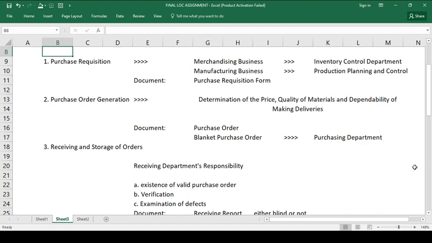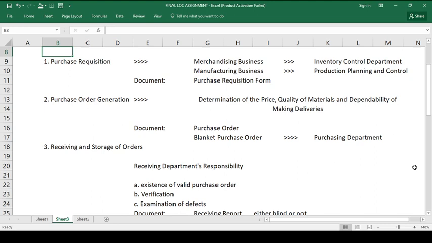And in a purchase order, we also provide the credit terms that we ask from suppliers. We also try to provide the date when it is subject for delivery to the company. The document for purchase order generation is the purchase order. Okay, that's the purchase order document.